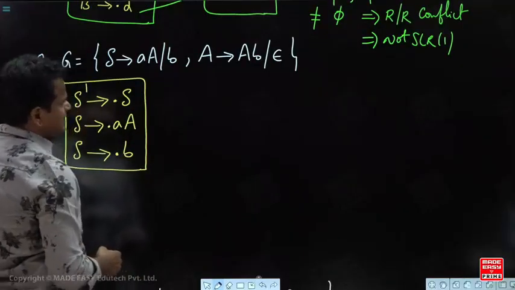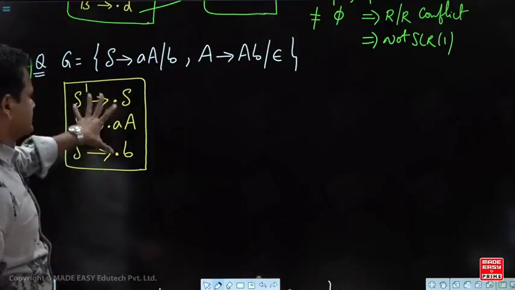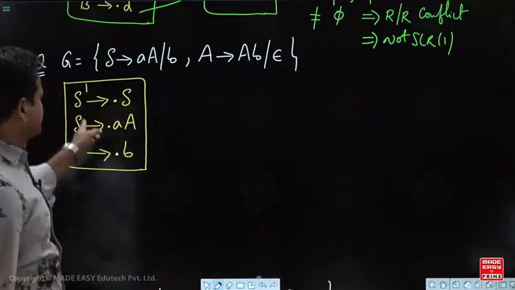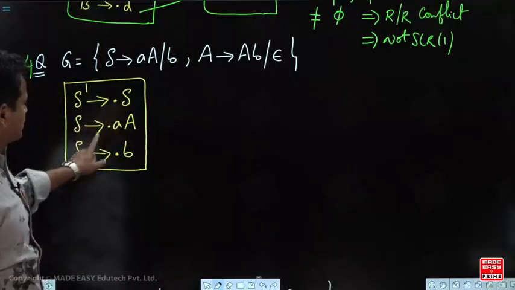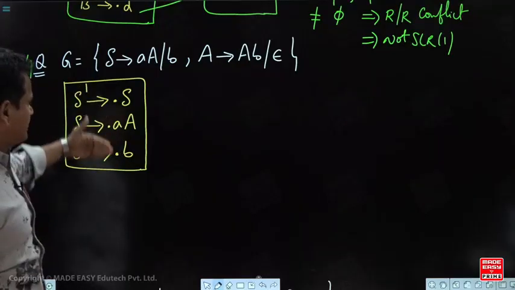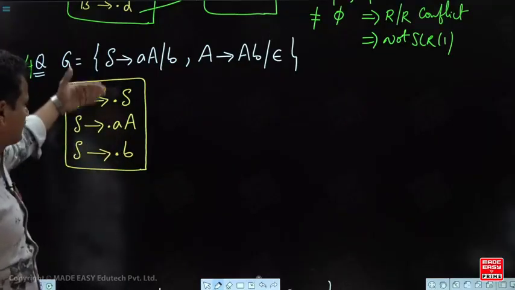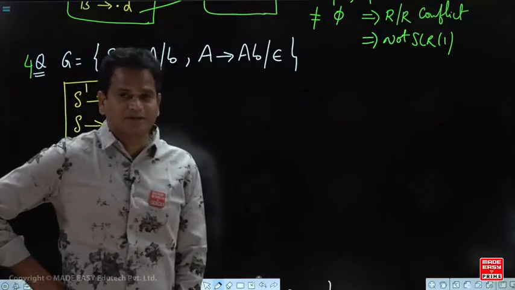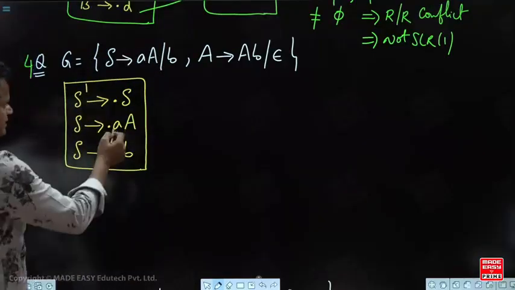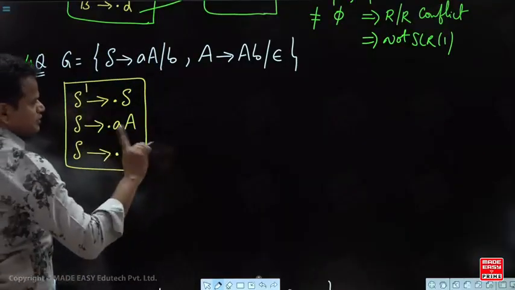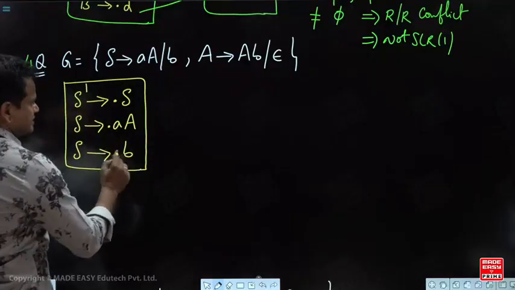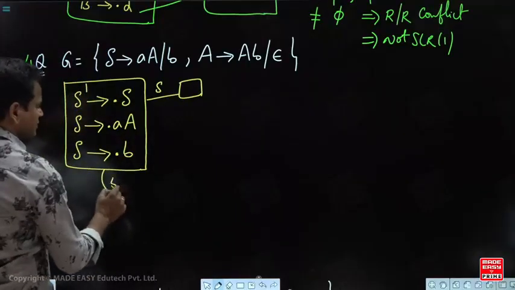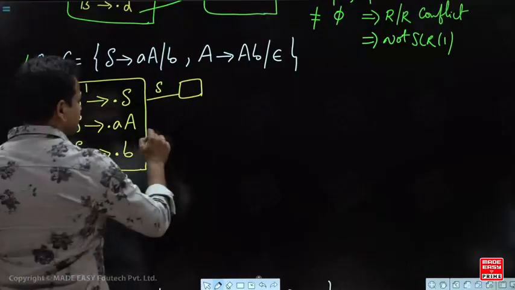Did anybody add the A productions in the first state? Check your answers. S dash goes to dot S, dot of S productions, dot of terminal. You should not add A productions in this state because A is nowhere the shift symbol. Definitely at least a few students might have added A productions here. No, you should not add them because nowhere is A the shift symbol. So the empty boxes indicate single. On B you need not worry, so just leave them.